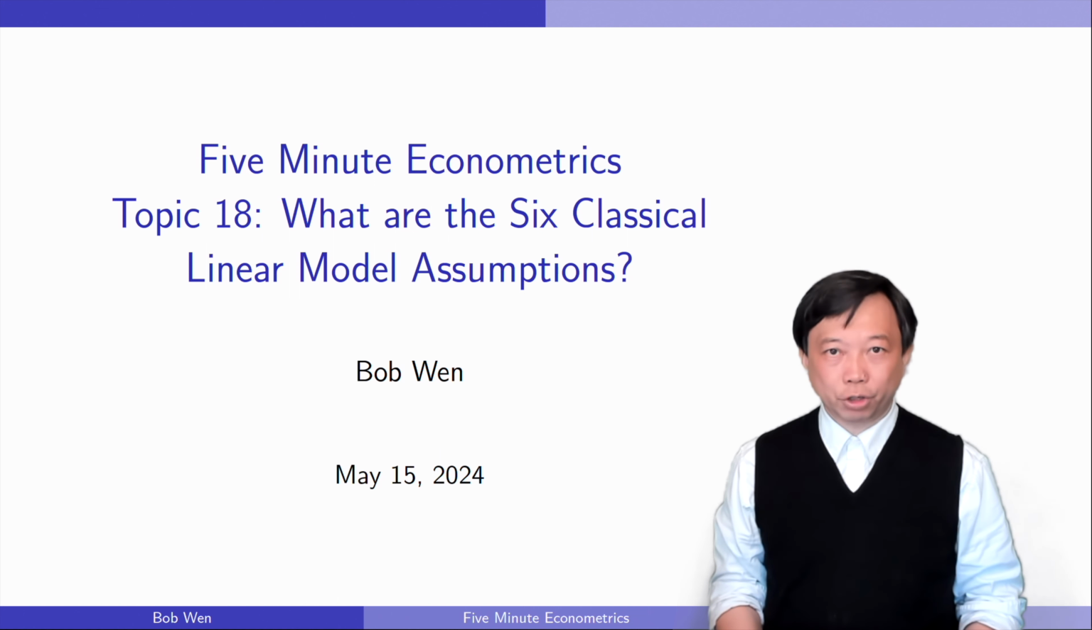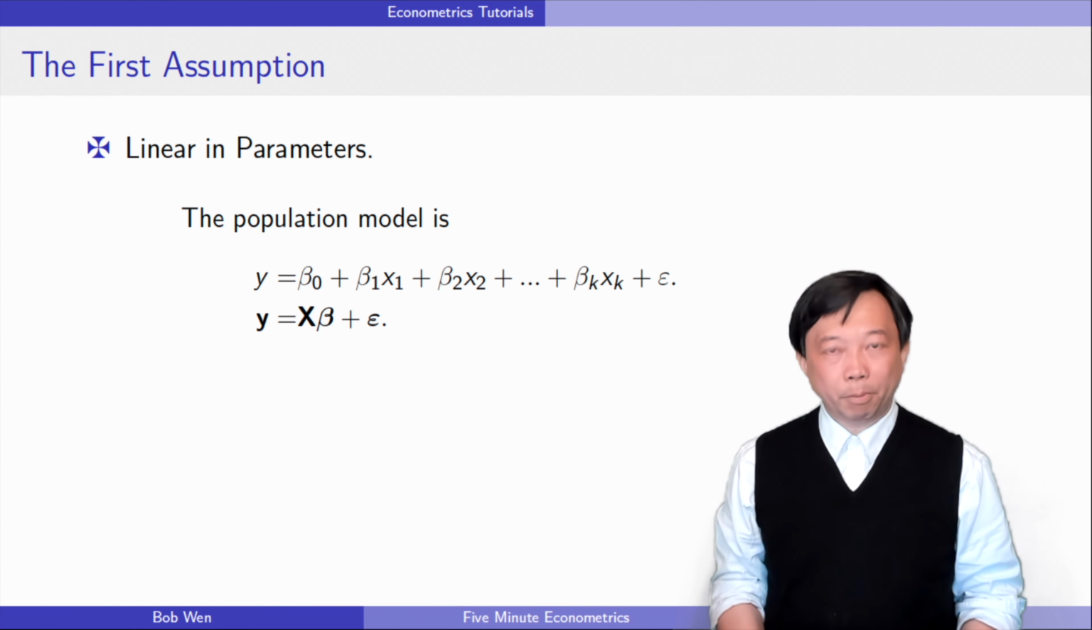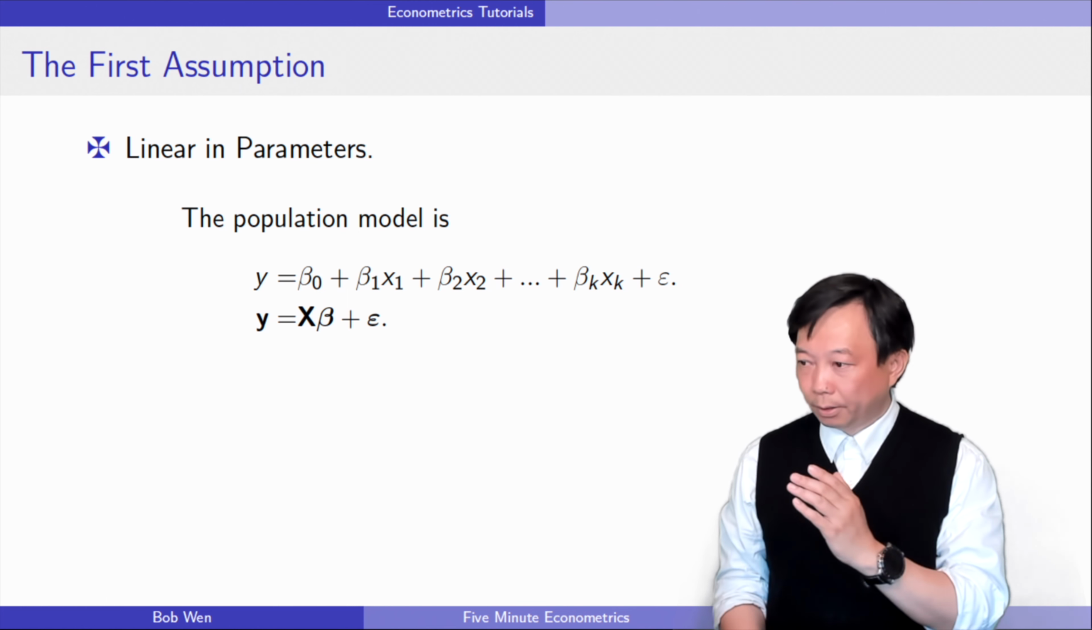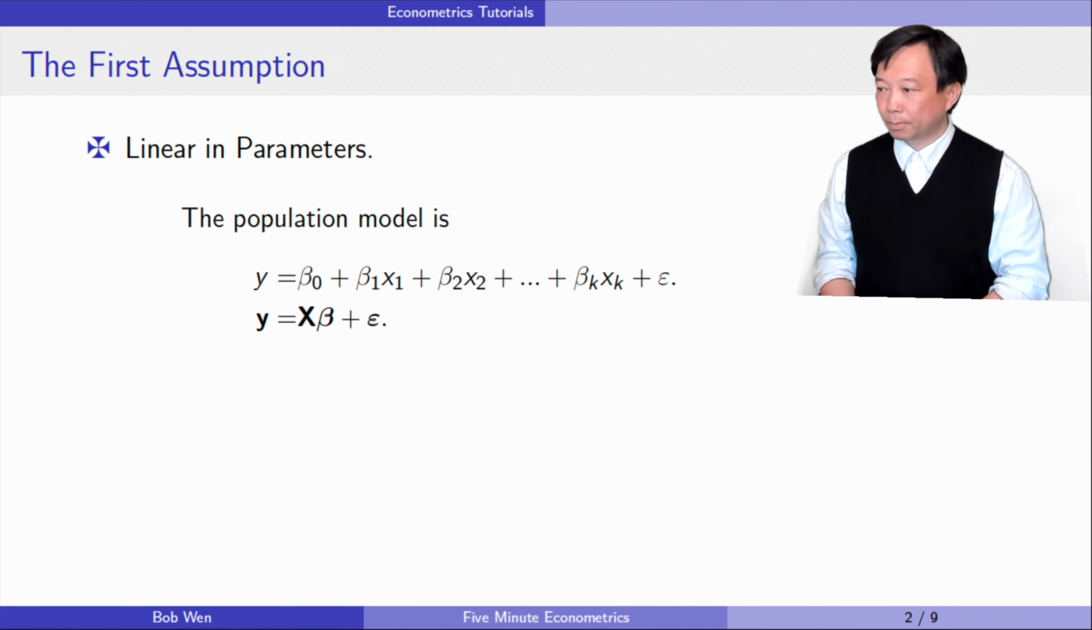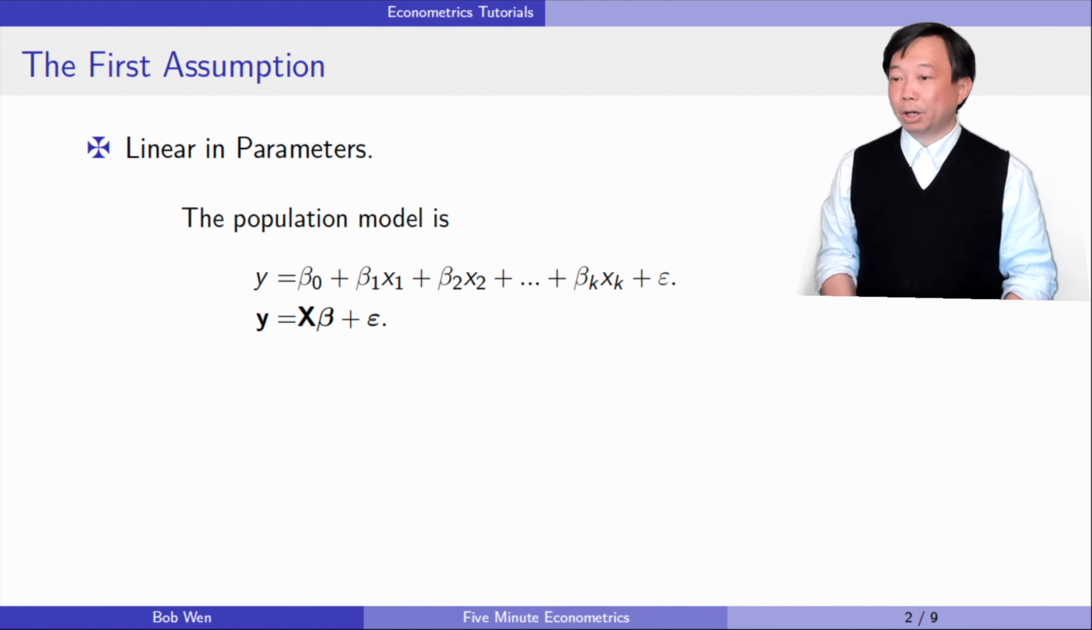The first assumption is linear in parameters. The population model can be written as follows, where betas are the parameters and the epsilon is an unobserved random error or disturbance term. We can write it in matrix form. The lowercase letters in bold are vectors, and the uppercase letters in bold are matrices.